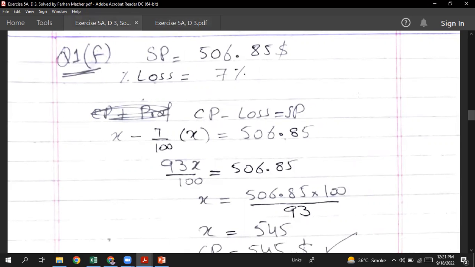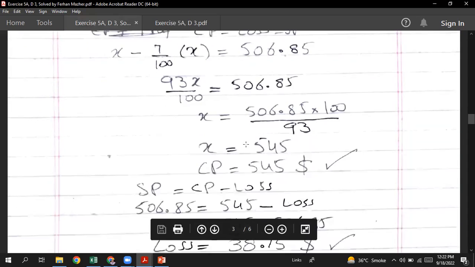Suppose that the cost price is X. You know, the cost price minus the loss will be equal to the sale price. The cost price is X. The loss is 7% of X. So I write X minus 7 by 100 into X equals the sale price, that's 506.85. On this side, I will take the LCM, so it will become 100x minus 7x, that will be 93x by 100, equals 506.85.